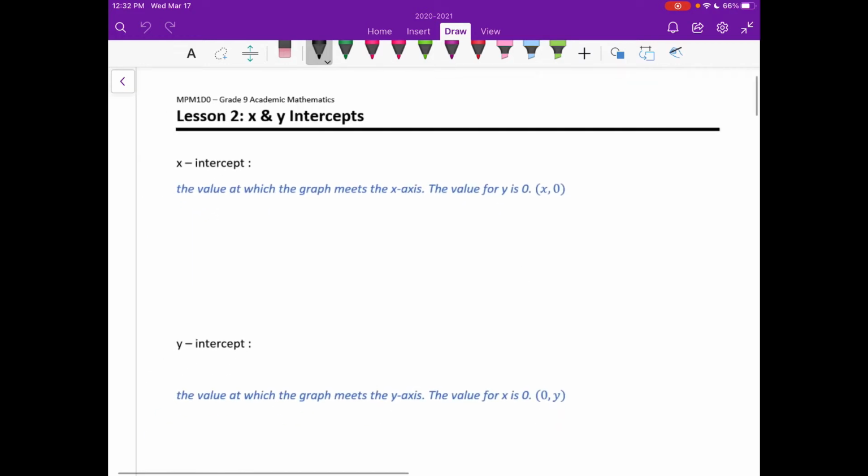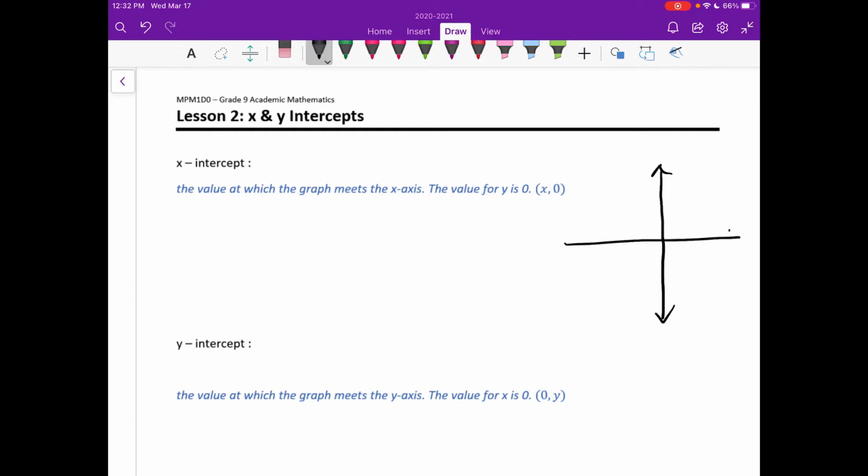So before we start, let's just start off with some definitions. The x-intercept is the value at which the graph meets the x-axis. The value for y will always be 0 at the x-intercept. So I'm just going to go in and draw this in for you.